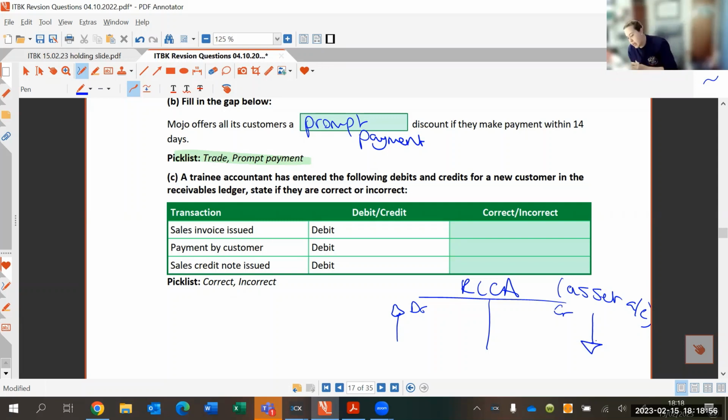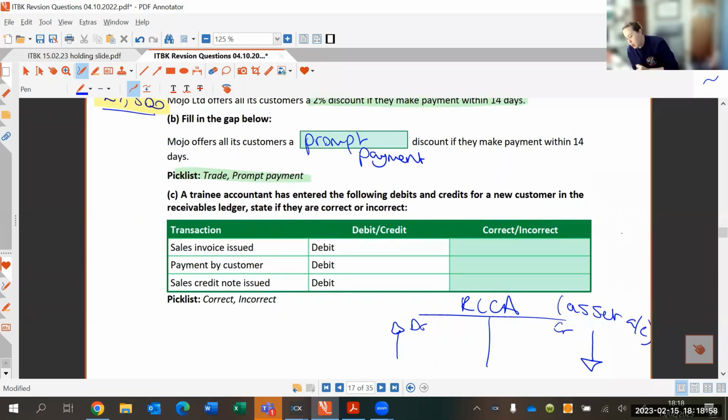So has the trainee accountant done the right thing? There's been a sales invoice that's been issued, there's been a payment by the customer, and there's also been a sales credit note issued. So by debiting the receivables ledger control account with the amount for the new sales invoice, have they done the right thing? Yes or no?